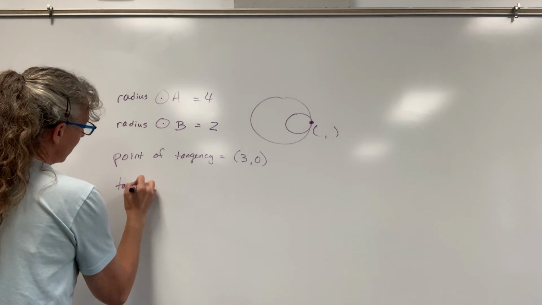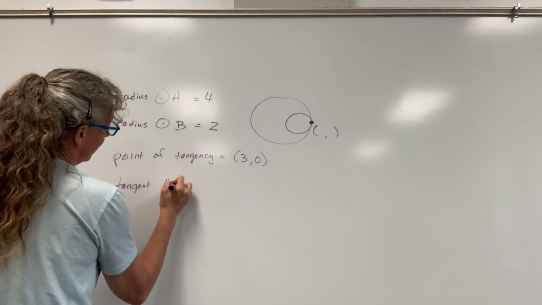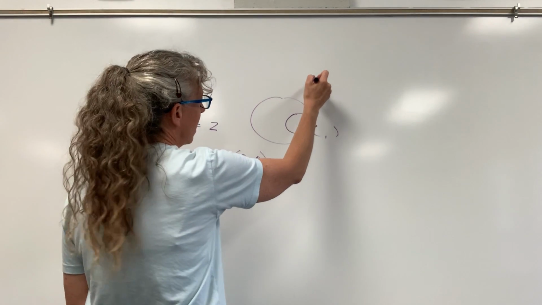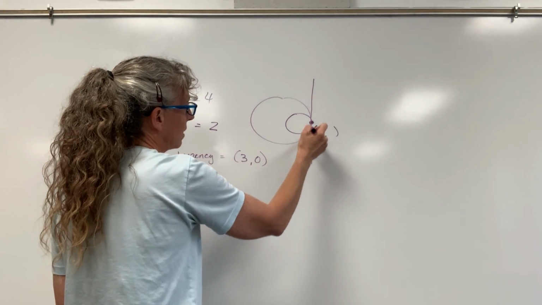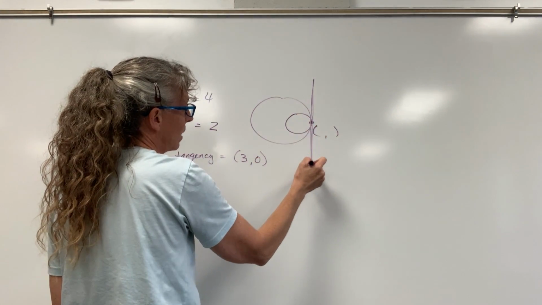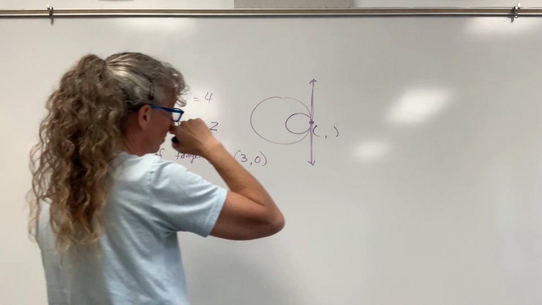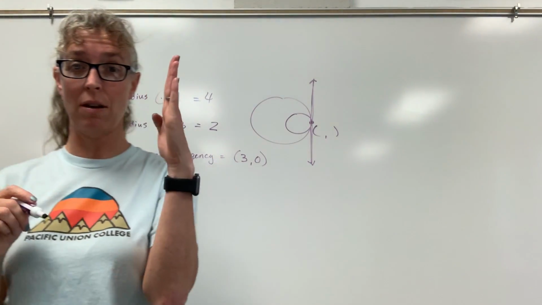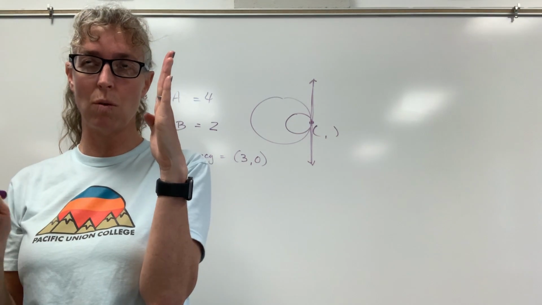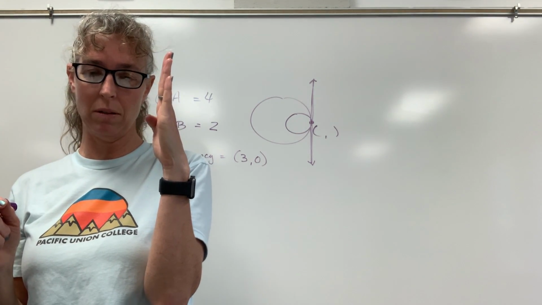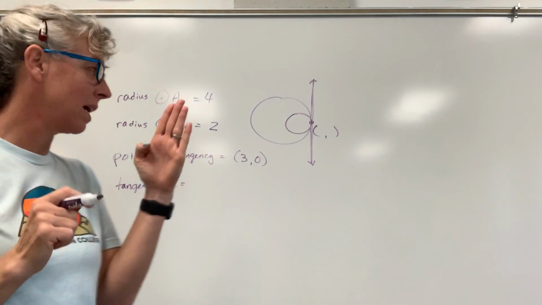Okay, and the last thing they want to know is the tangent line. Now, the tangent line is a line that goes through like this through the point of tangency, right? And is tangent to both circles. What kind of line is an up and down line? Is that an x equals something or a y equals something? Does anybody remember? Okay, it is an x equals something.